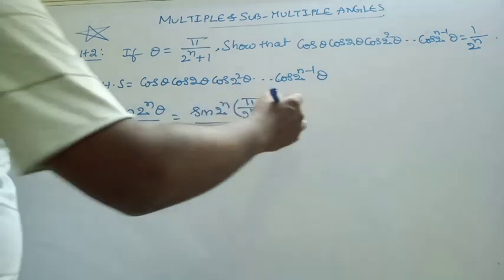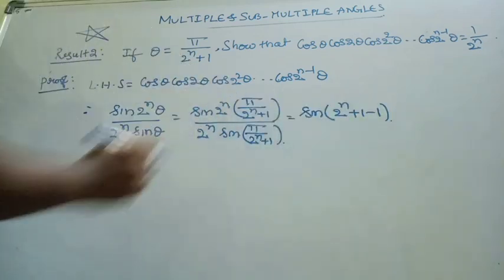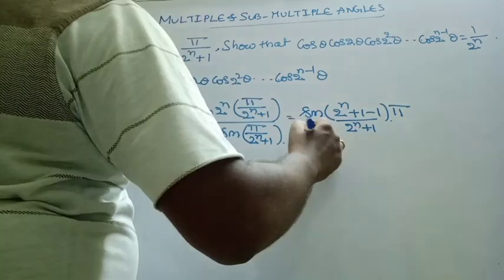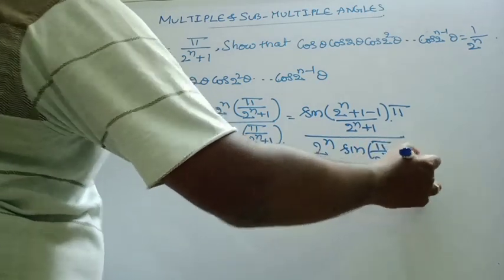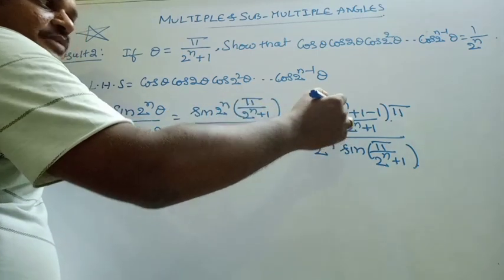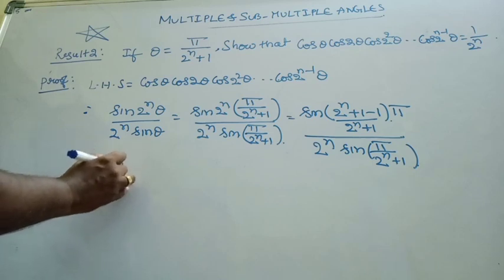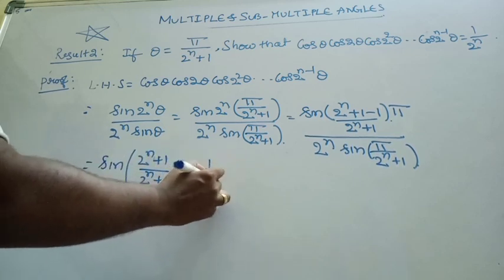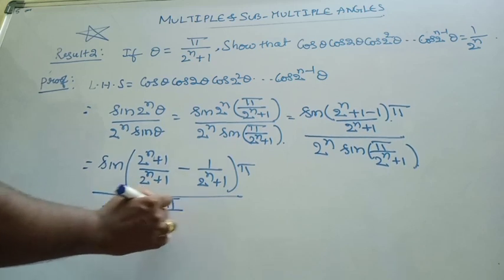Wonderful. Now what we do is, here we are having 2^n. I will write sin of (2^(n+1) minus 1) by 2^(n+1) into π, whole thing divided by 2^n into sin π by 2^(n+1). You see here 2^n is there. For 2^n into π by 2^(n+1), I just added and subtracted 2^(n+1) minus 1 by 2^(n+1) into π. Now this is what I am going to get. This will cancel actually. This is now sin of (2^n plus 1 by 2^(n+1) minus 1 by 2^(n+1)) into π, whole thing divided by 2^n into sin π by 2^(n+1).